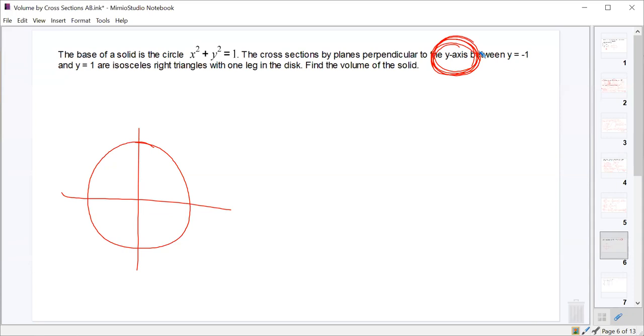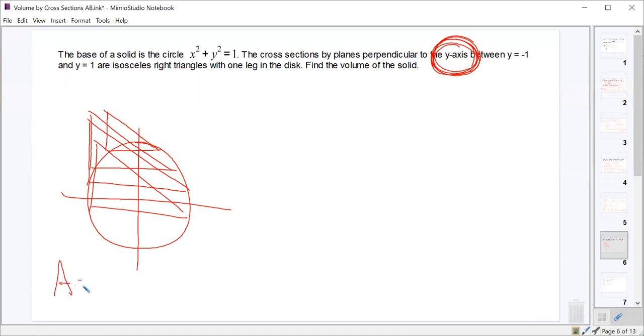So if you have an isosceles right triangle, the 2 sides that have to be the same, because it's isosceles, have to be the 2 legs. So here is an isosceles right triangle. Here is another isosceles right triangle. Here is another. And so on. A bunch of isosceles right triangles going through there. What is the area of an isosceles right triangle?